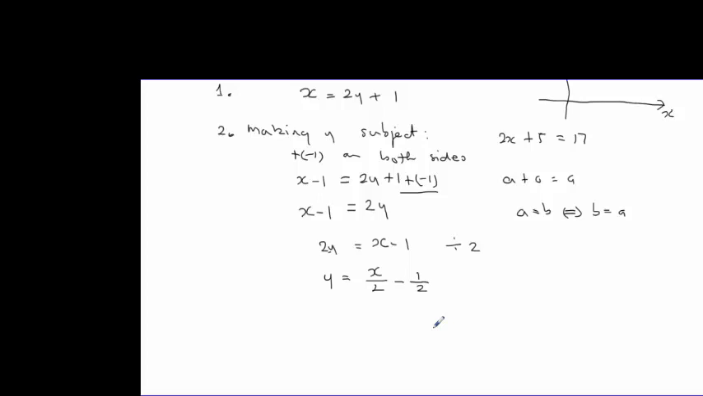So now I've got two functions. I've got g of x equals x over 2 minus half. I've got f of x equals 2x plus 1. Then I have to check: this function took 2 to 5, so I have to check whether g is going to take 5 back to 2. I'm not sure yet, but I've got to check.